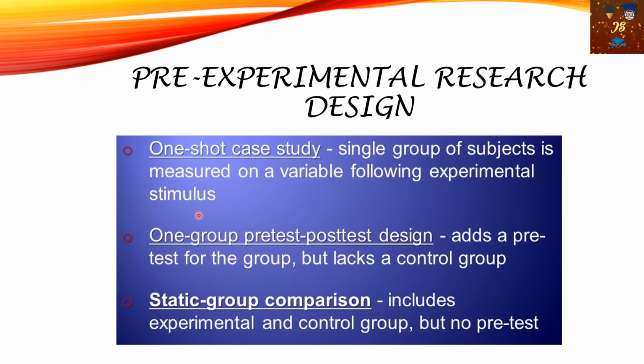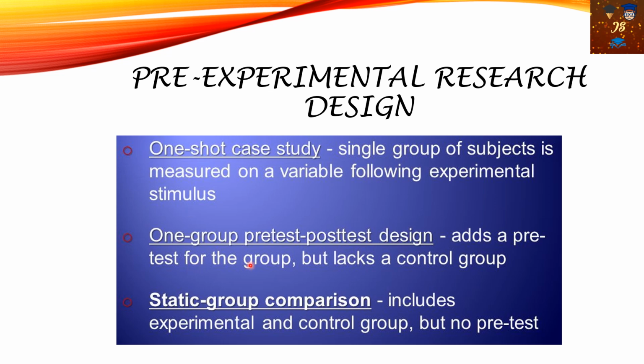So there are three keywords. Number one is single group of subjects. For example, take 60 people, 60 males. Now measure a variable. Let's take the weight of the men. Then the experimental stimulus, say street foods. So now we have to give the street foods to the persons and check what is the variation in the weight. That is the example of a one-shot case study.